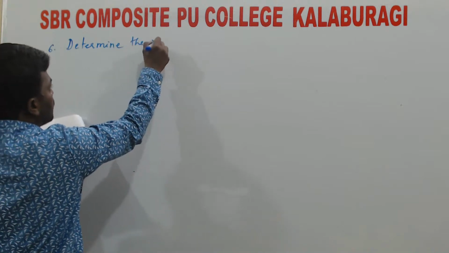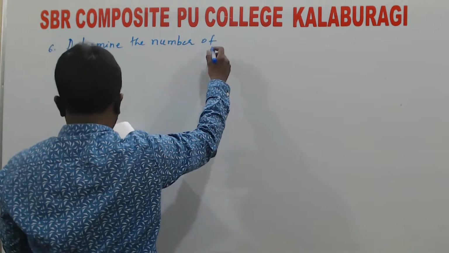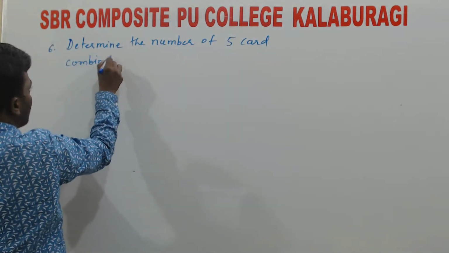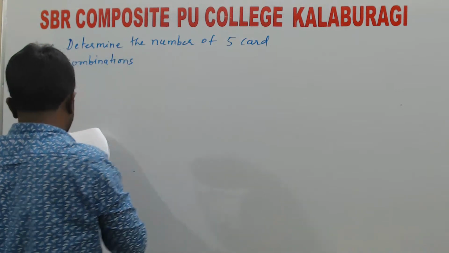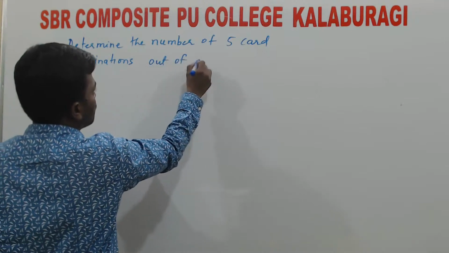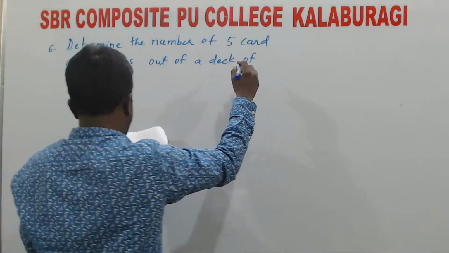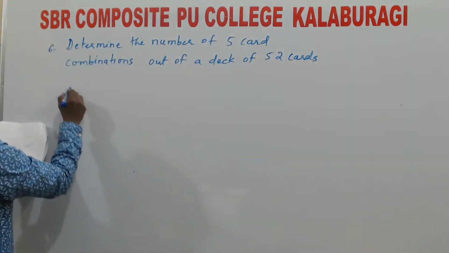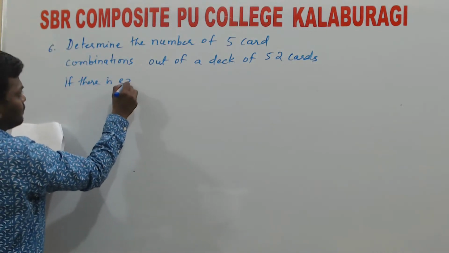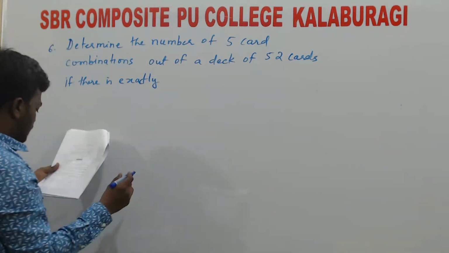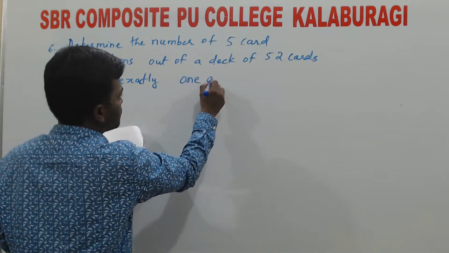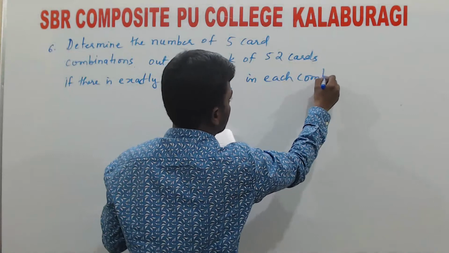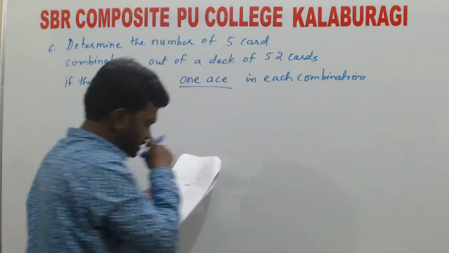Determine the number of 5 card combinations out of a deck of 52 cards, if there is exactly one ace in each combination.